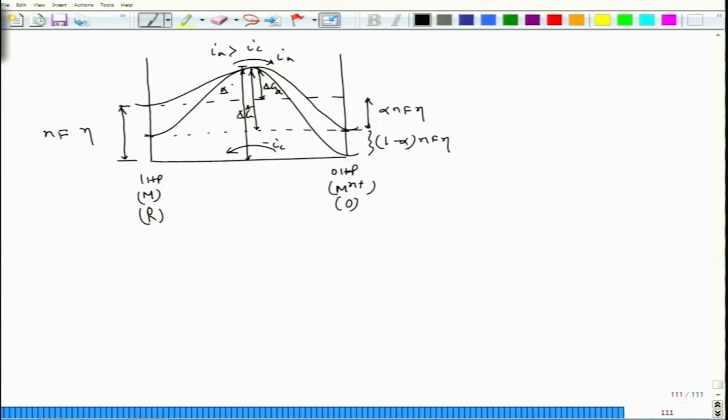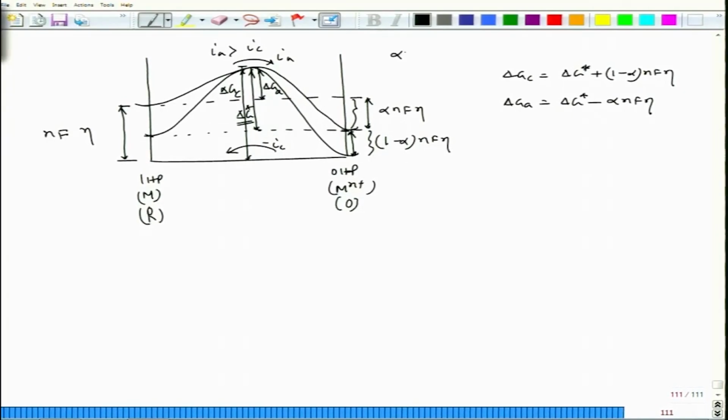This is delta GC, and delta GC is equal to delta G star plus (1 minus alpha) nF eta. So, this plus this much, whereas delta GA is equal to delta G star minus this much, so delta G star minus alpha nF eta.